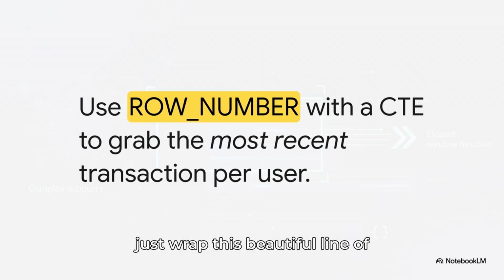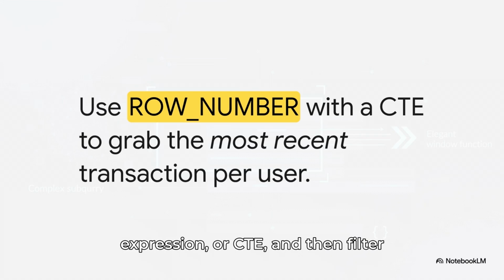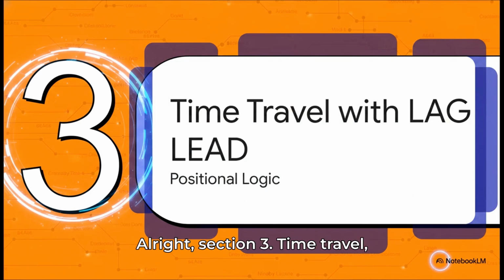You just wrap this beautiful line of code in a common table expression, or CTE, and then filter your outer query where the row number equals 1. Boom, done. All right, Section 3, time travel, lag, and lead.